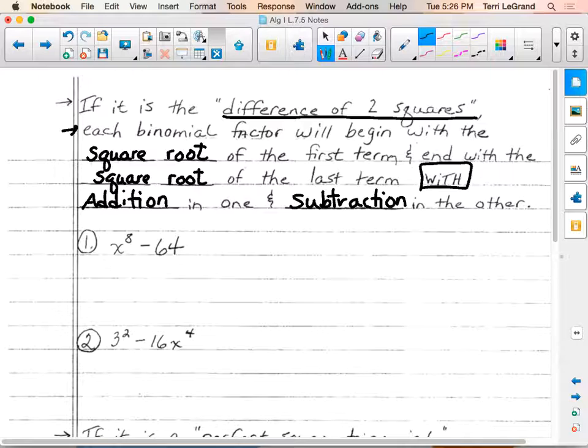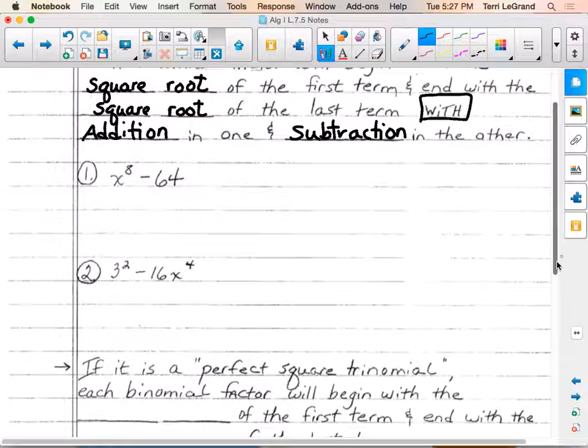So back in chapter 6, when we were multiplying special products, if they both started with the same term and both of the factors ended with the same term, one had addition, one had subtraction, we would end up with a difference of two squares. Our product would be a special product called the difference of two squares. So now we're doing the reverse. We're getting the product first, and then we're going to factor it: what was it before it got multiplied?